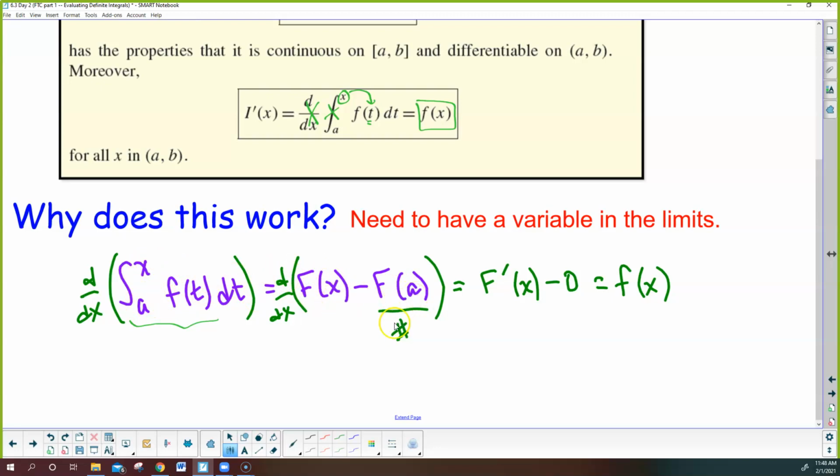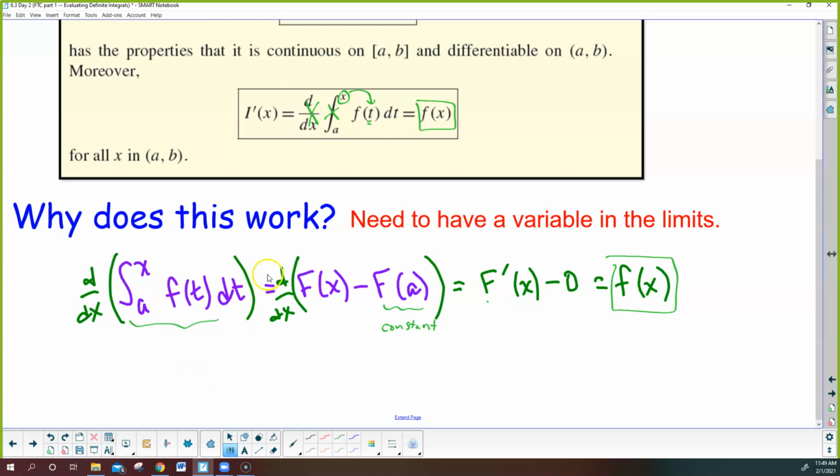Now remember, a is just a number, right? This is saying that F of a is going to be a constant. F of x is a variable, right? So this is going to give us an equation, and I still want to take the derivative of it. Well, the derivative of an integral gets me right back to the function itself, and the derivative of a constant is 0. So I'm right back to the original function.